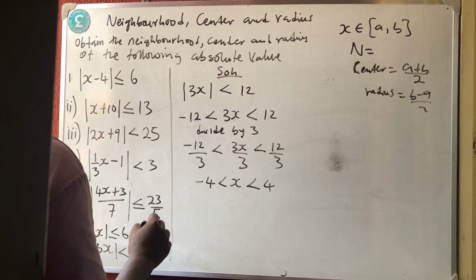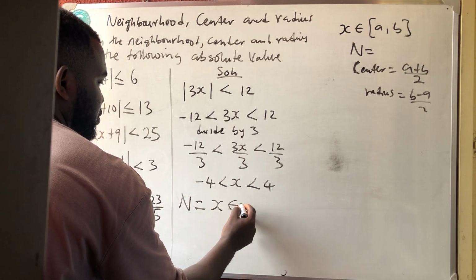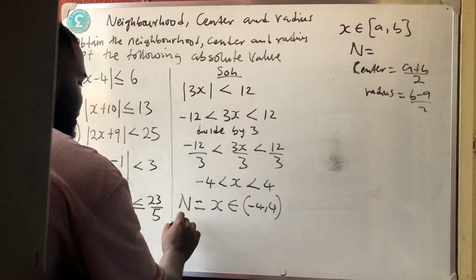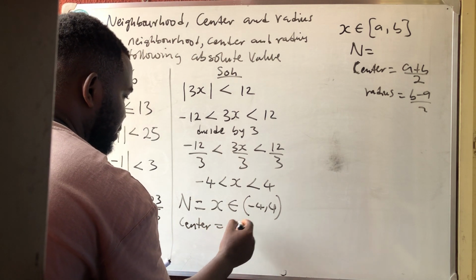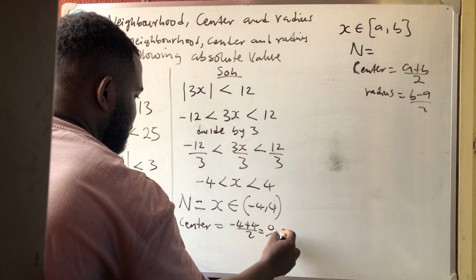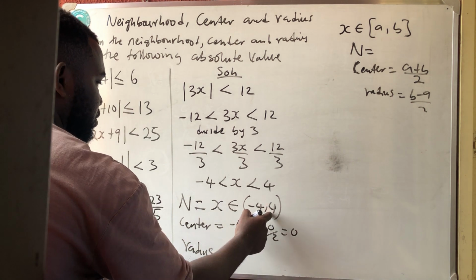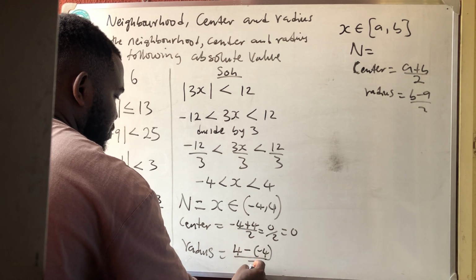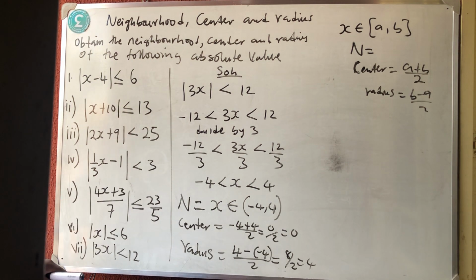So how do you put the neighborhood? The neighborhood is equal to that x is an element of the open interval of -4 and 4. See, very simple. So how do you get the center? This is a and b. So you say -4 plus 4 over 2, which is 0 over 2, which is 0. So to get the radius, b first: this is 4 minus -4, all over 2, which is 8 over 2, which is 4. So that is that.